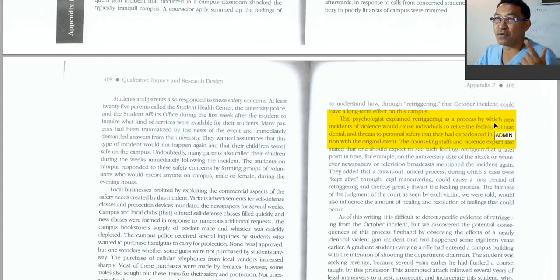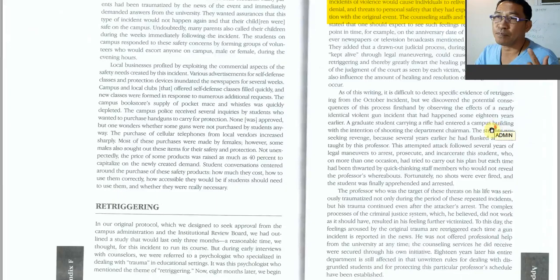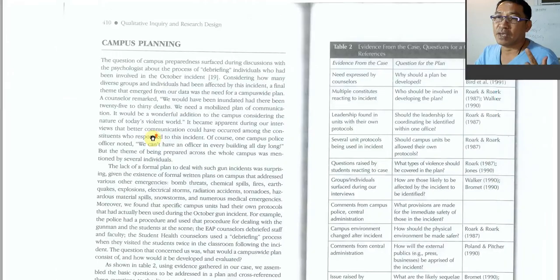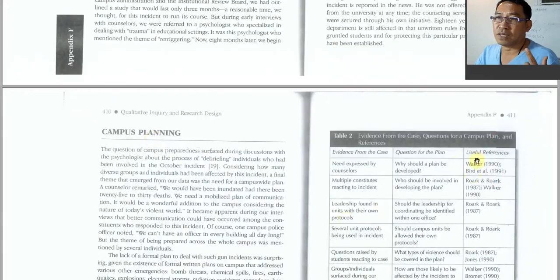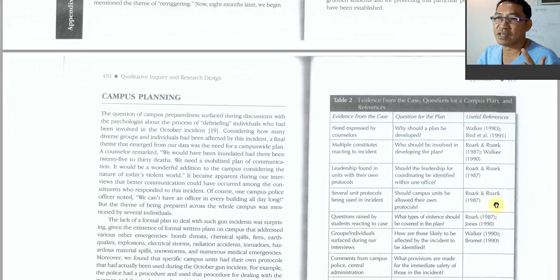So it retriggers what happened before. This violence retriggers the violence before. So it's not a good reaction. No? It's traumatizing. Retriggering, and then campus planning. So these are the evidence that they collect from the case, expression by counselors. Okay, and then the references are from the study of Walker and Bird, and then there are many other things around it. Protocols used in incident. The references are given here, right?